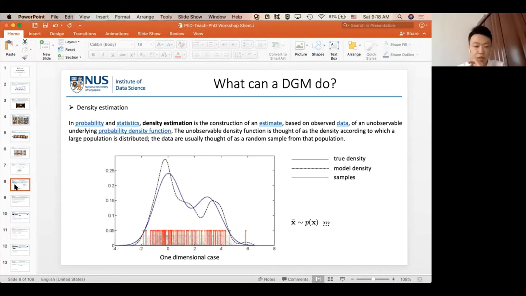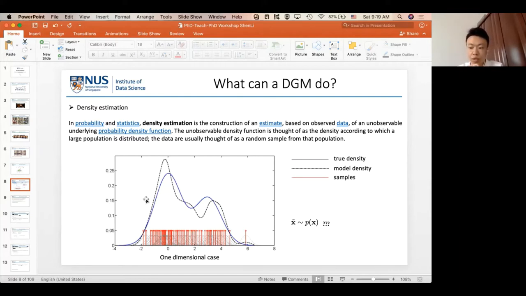And density estimation is another important promise that a deep generative model should deliver on. In probability and statistics, density estimation is a construction of an unobservable underlying probability density function. So intuitively, given a test sample, denoted by X tilde, we are interested in how likely it is that this particular sample belongs to the training distribution. And we want to estimate the probability density of it.